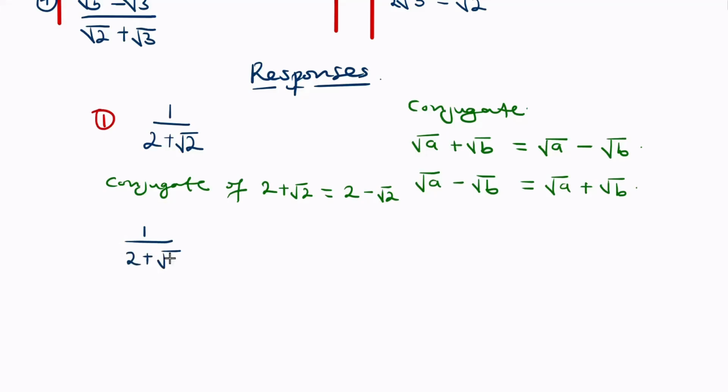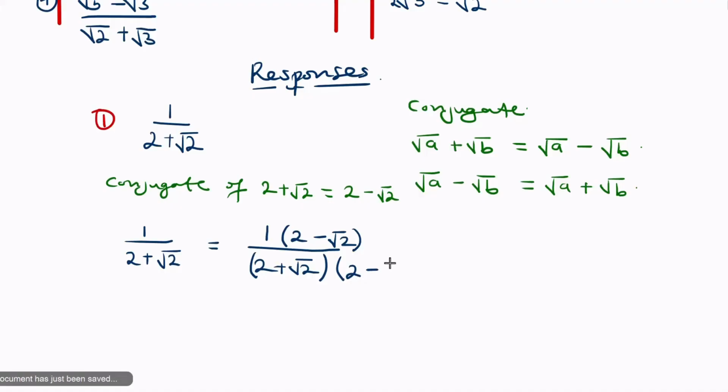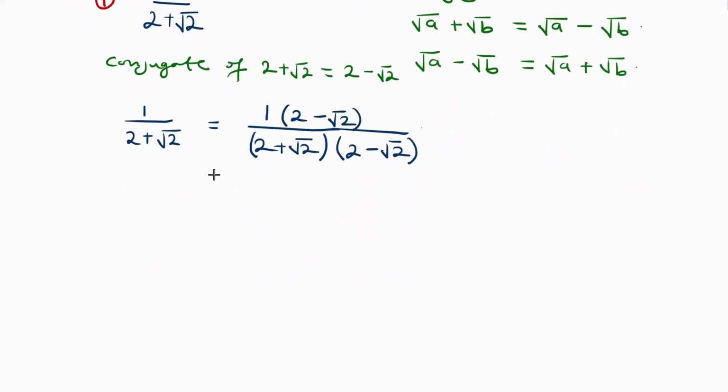After realizing that the conjugate is this, our next step is to do the same as for part A. So we have 1 divided by 2 plus root 2. Now here we are going to multiply the numerator and the denominator by our conjugate, whereby we have our 1 multiplied by our conjugate, which is 2 minus root 2. Then we multiply the denominator by our conjugate, which is 2 minus root 2. So we are going to simplify this expression to come up with our answer.